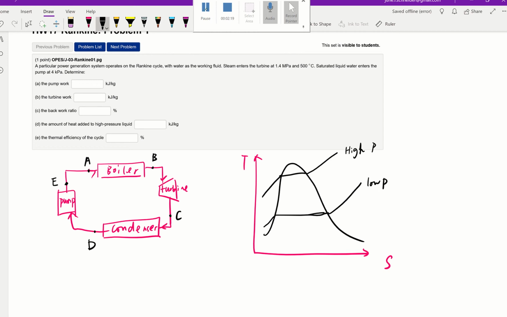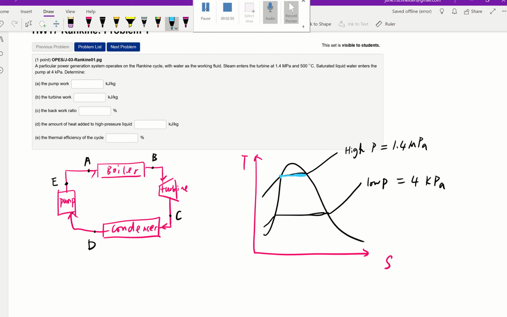The steam enters the turbine at a higher pressure, that's 1.4 megapascal. And then it enters the pump, which is right here, at low pressure, and that's 4 kilopascal. So knowing all those conditions, we're going to start to translate our A, B, C, D, E onto this TS diagram. How do we do so? We know A is a saturated liquid. From A to B is a constant pressure, and also constant temperature.